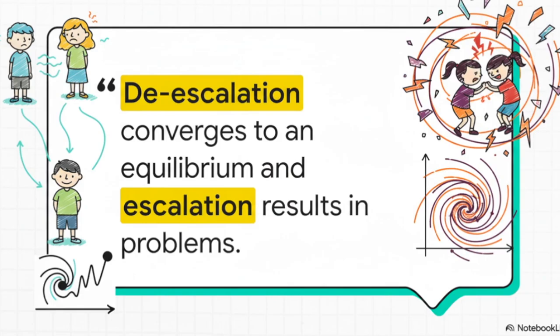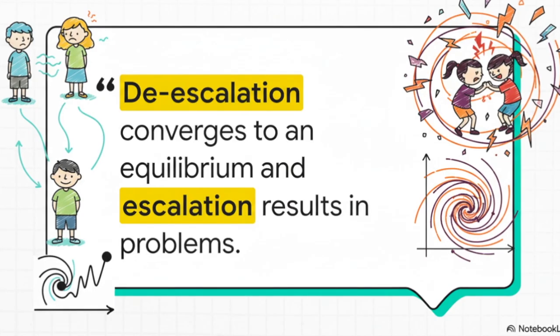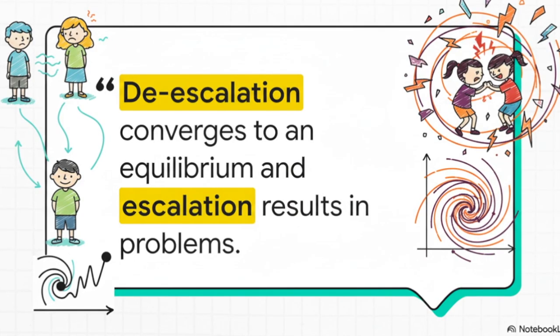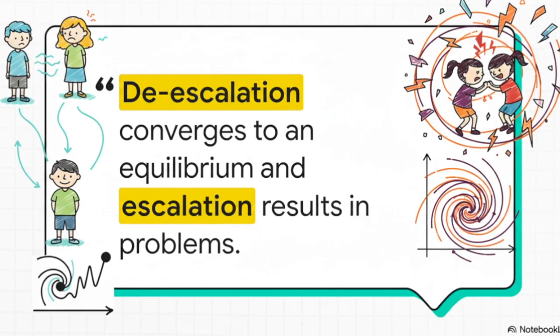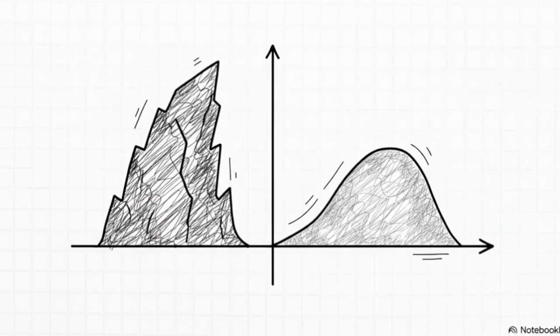The source material offers this fantastic analogy. Think about 2 kids having an argument. If each reply is a little bit calmer than the last one, that's de-escalation. They'll eventually find some common ground, an agreement. But if each response is angrier and louder, that's escalation, and the whole thing spirals into a much bigger problem. Our equations are doing exactly that. So this idea of escalation versus de-escalation is the key.